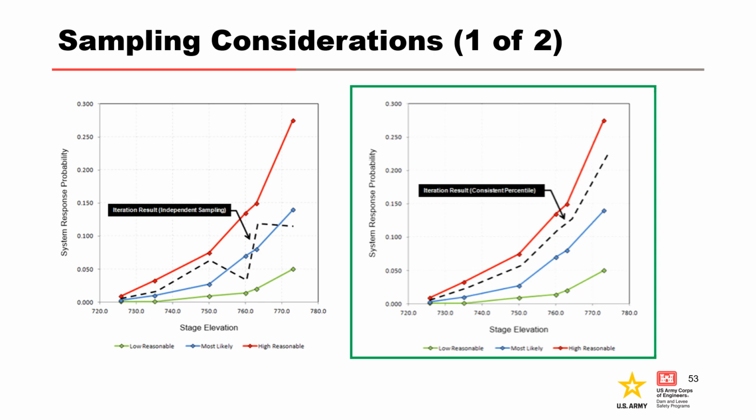One way around this is consistent percentile sampling. A percentile is sampled and the corresponding system response probabilities for that percentile are selected for each stage. This can be accomplished simply in practice by correlating the system response probabilities versus stage. This way, the proper shape of the system response curve will be maintained with each iteration.